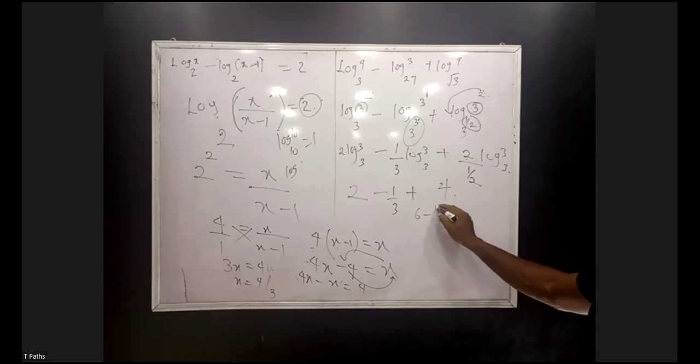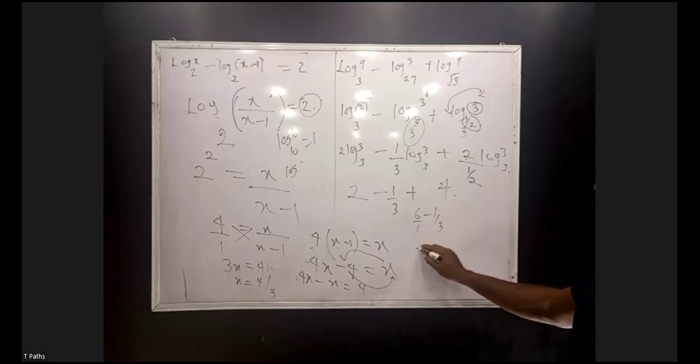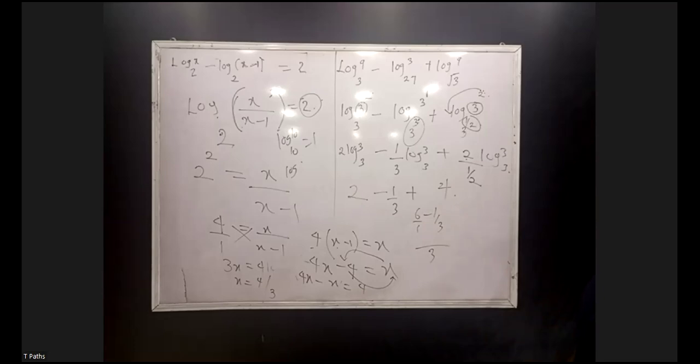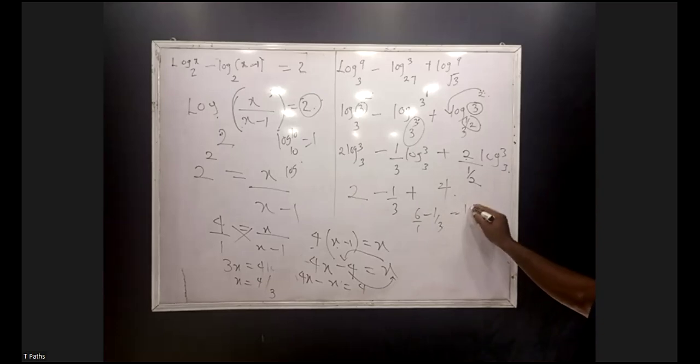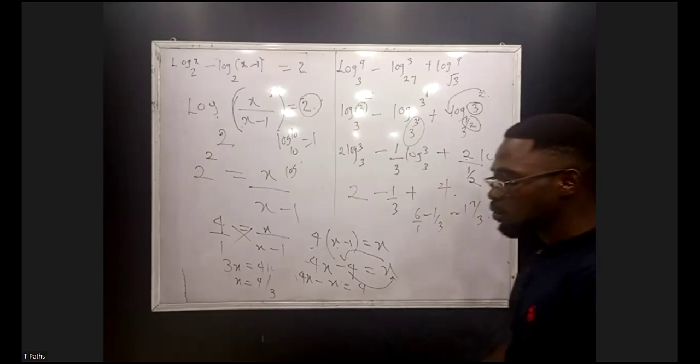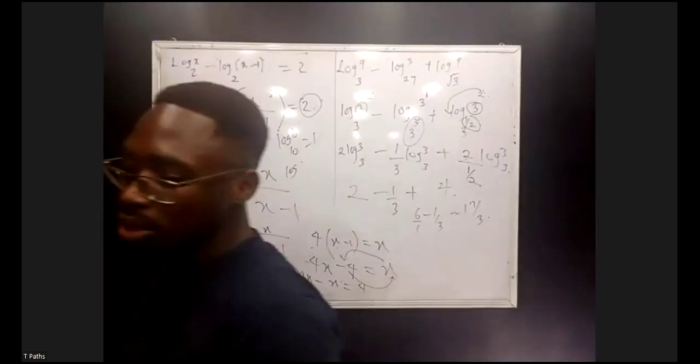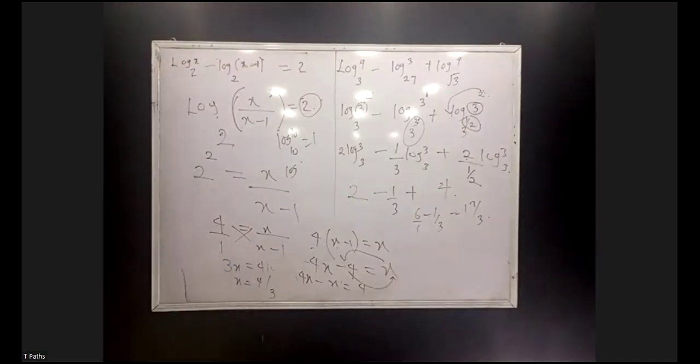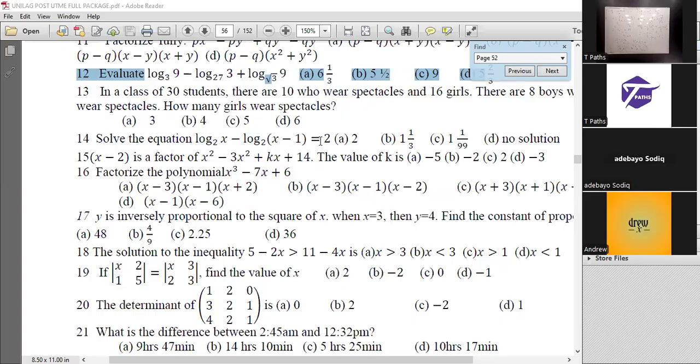Okay? So what is 2 plus 4? 6. That's 6 minus 1 over 3. LCM. Okay? What do you have? 6 times 3 is 18. 18 minus 1, 17. Everything here is 17 divided by 3. Is that clear? Everything there is 17 divided by 3. Is that clear? 17 divided by 3.